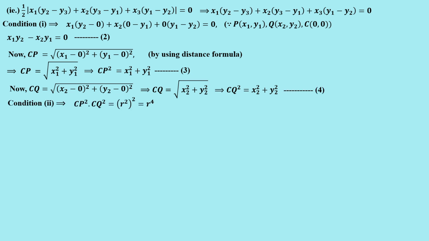So condition 2 implies CP square into CQ square is equal to R square the whole square, because CP into CQ is equal to R square. Squaring both sides, CP square into CQ square is equal to (R square) the whole square, that is R power 4.